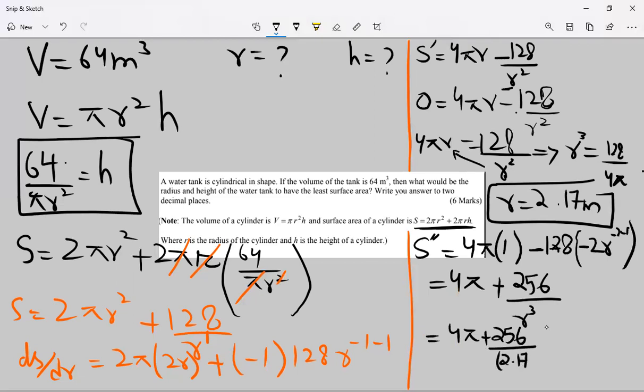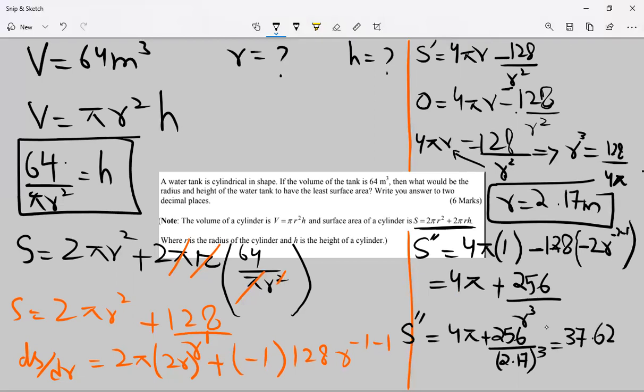For example, I have just rounded it off, and they have said to 2 decimal places, right? Power 3. Now calculate the S double dash. What is your answer? I'm calculating. Please, you also calculate. I'm getting almost 37 something, 37.62.